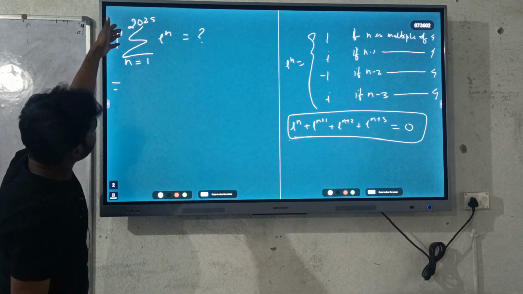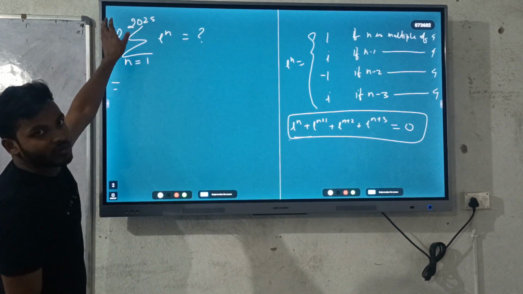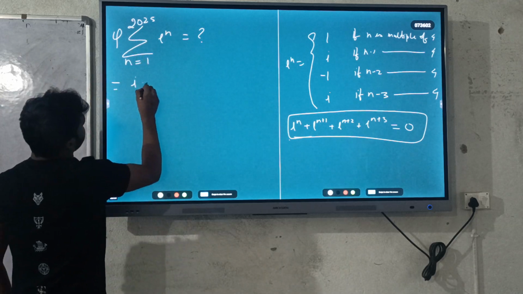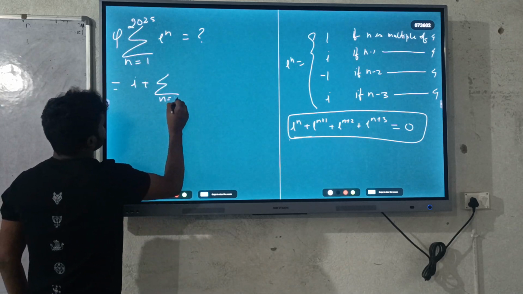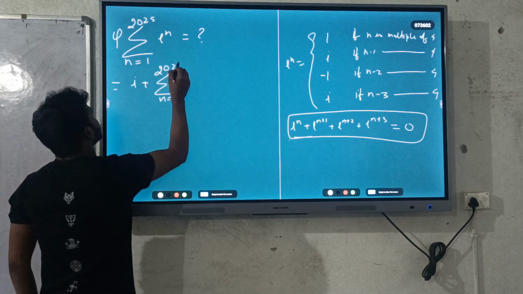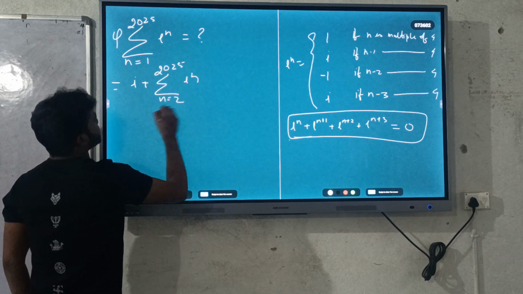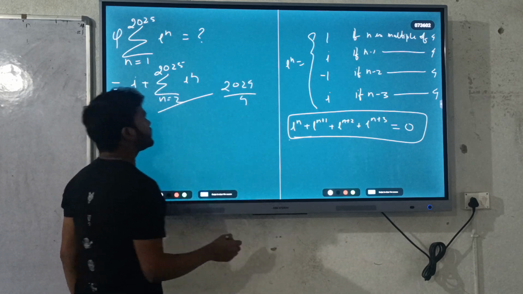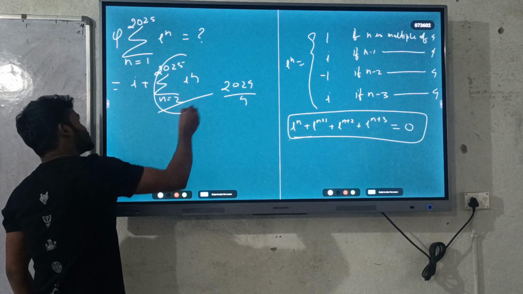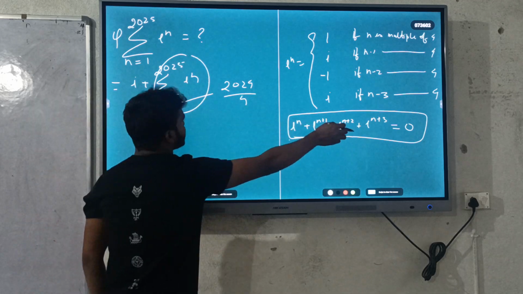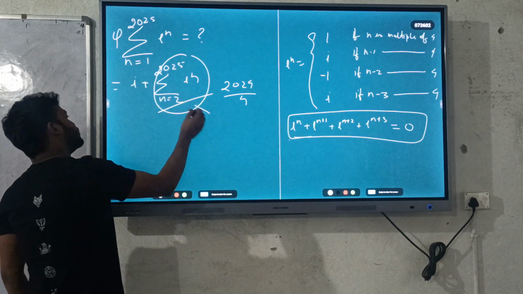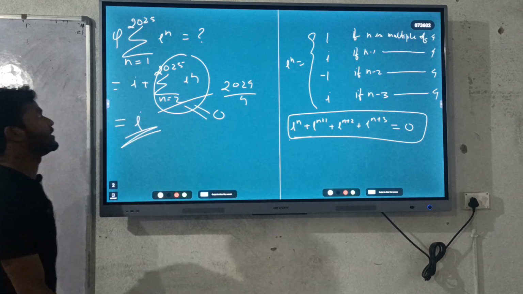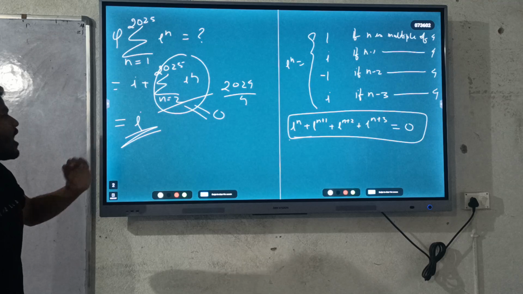But here we have 2025 terms. We cannot partition them into blocks of 4. So what we did is write the first term i separately. Now the remaining total number of terms is 2024, which can be divided by 4. So we can write this summation as blocks of 4 consecutive powers, whose value is 0. The overall value of the blocks will be 0. So we get the solution as i. This summation gives the value i.